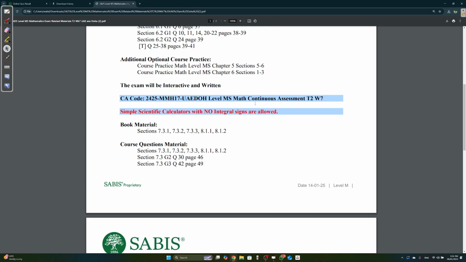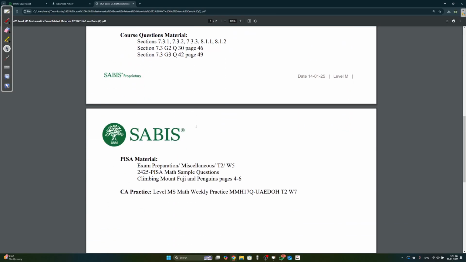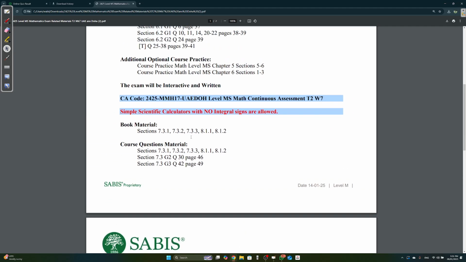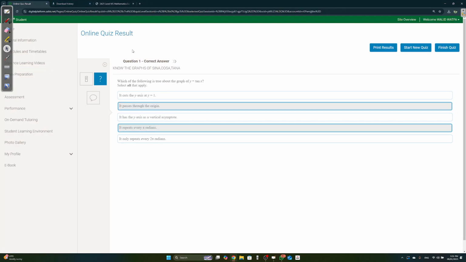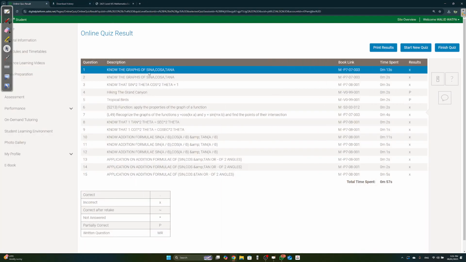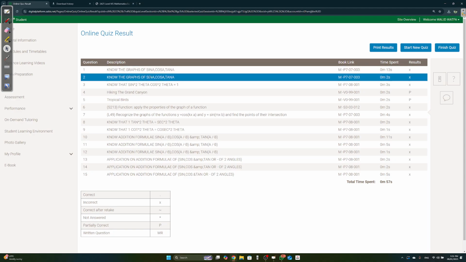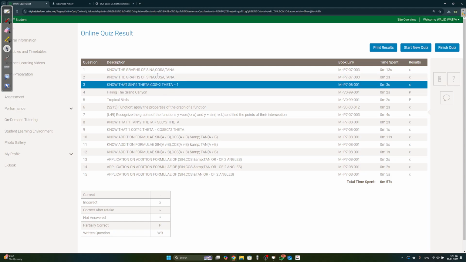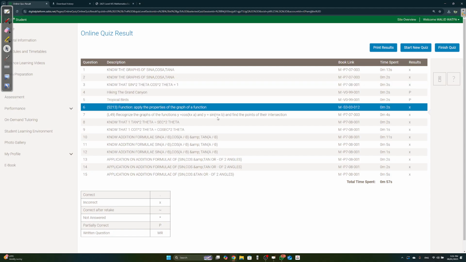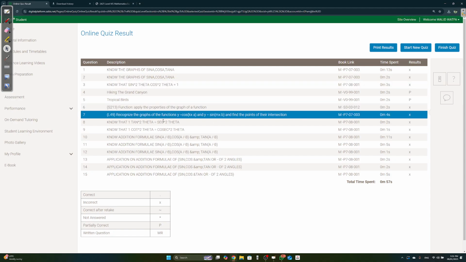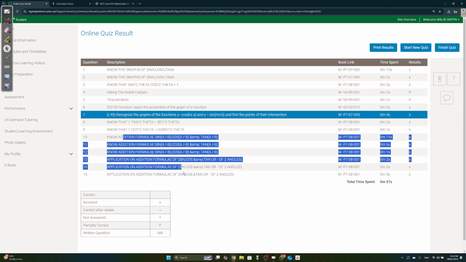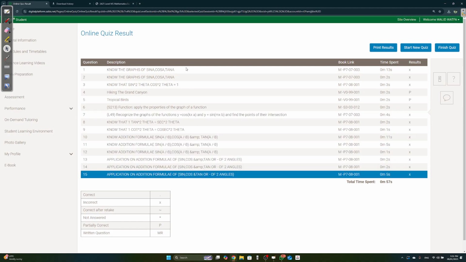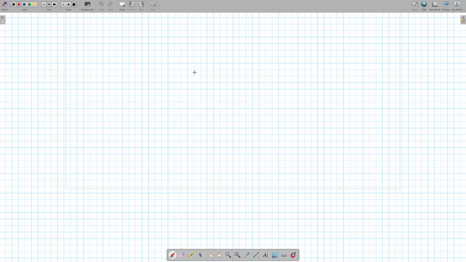Okay, so this is term 2, week 7, Math CA. We have a lot of new chapters, 7 and 8, all about trigonometry. You need to know the graphs of sine, cosine, and tan. You need to know the trigonometric identities. I'll go through them all three. The addition formula also. I'm going to explain everything one by one, and then we're going to solve questions.